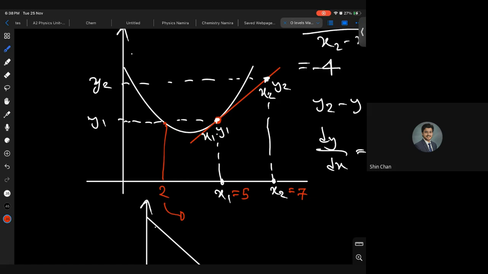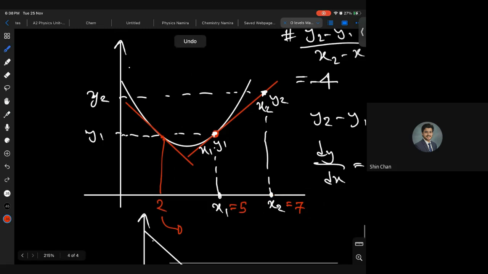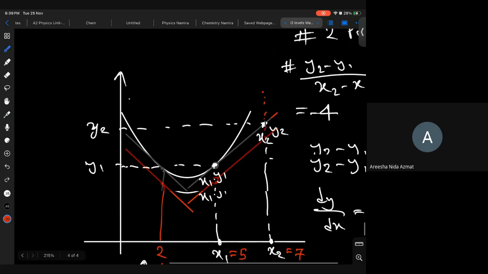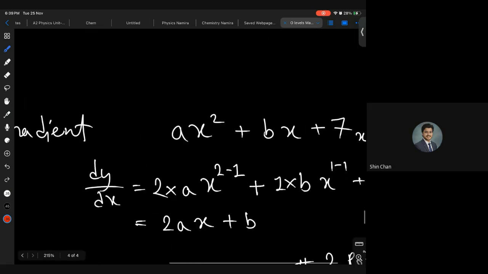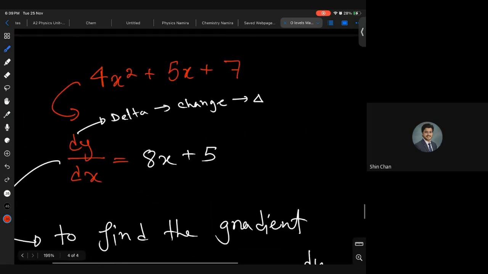Now I have to draw tangents every time on these points. See, the 7 is not even in the graph, is it? No, sir. It's somewhere in between here, right? So I don't even know this point, so I cannot really find it, can I? No, sir.